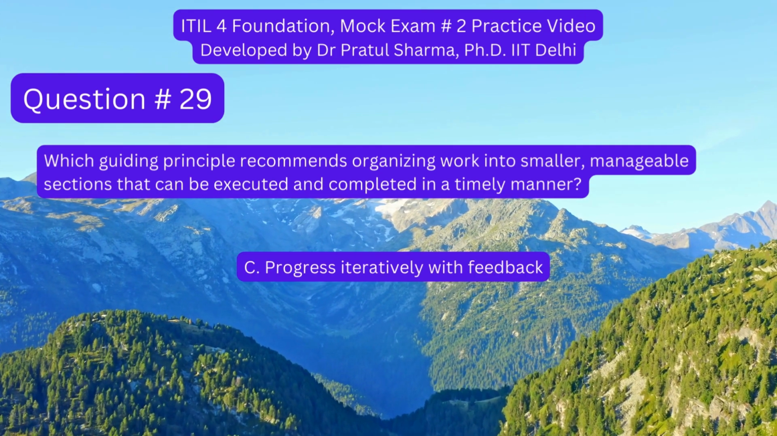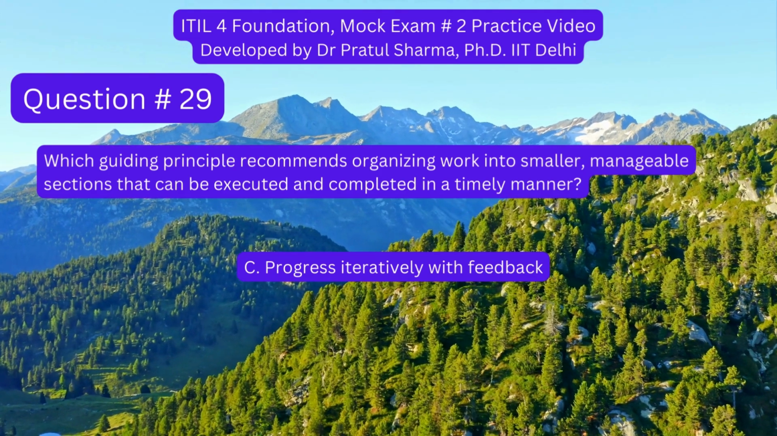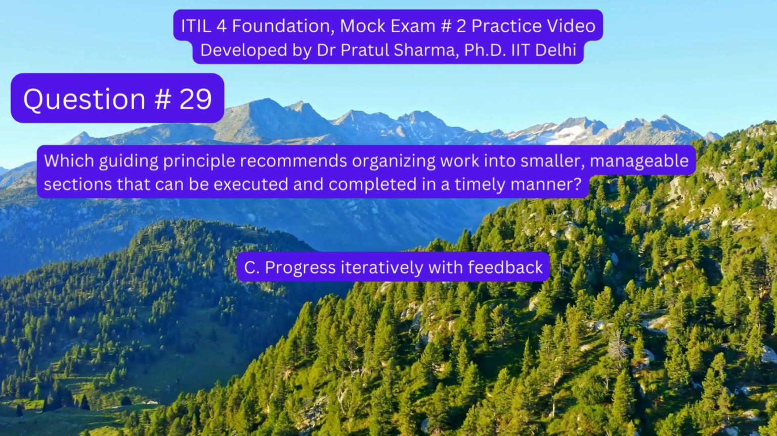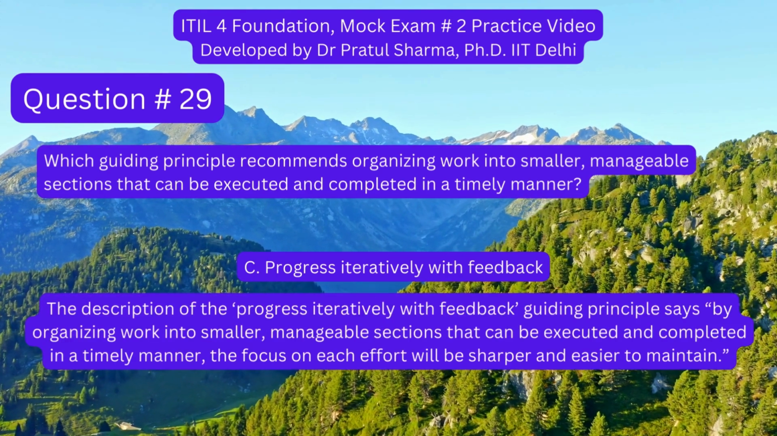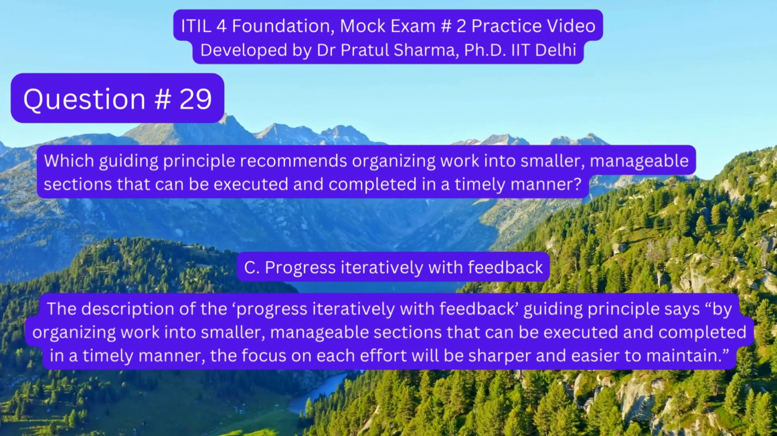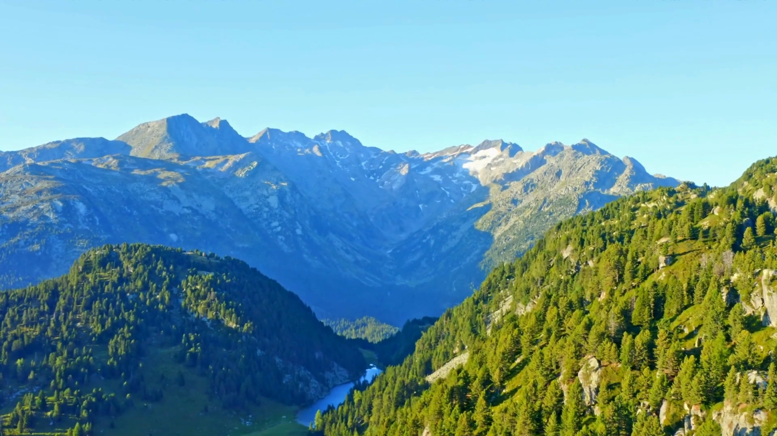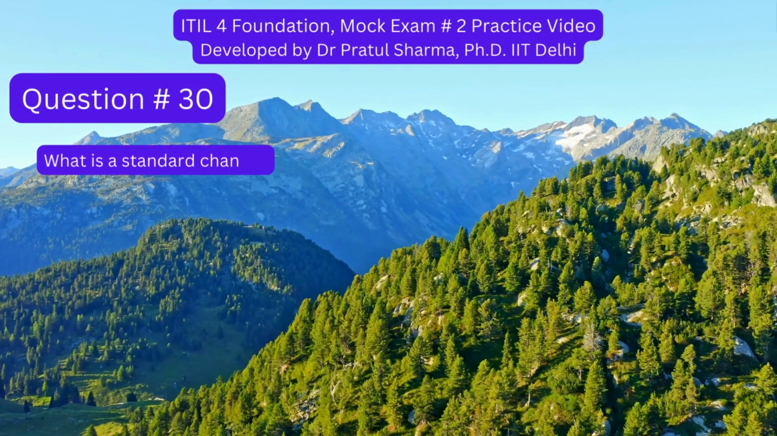C. Progress iteratively with feedback. The description of the progress iteratively with feedback guiding principle says, by organizing work into smaller, manageable sections that can be executed and completed in a timely manner, the focus on each effort will be sharper and easier to maintain. Question number 30. What is a standard change?